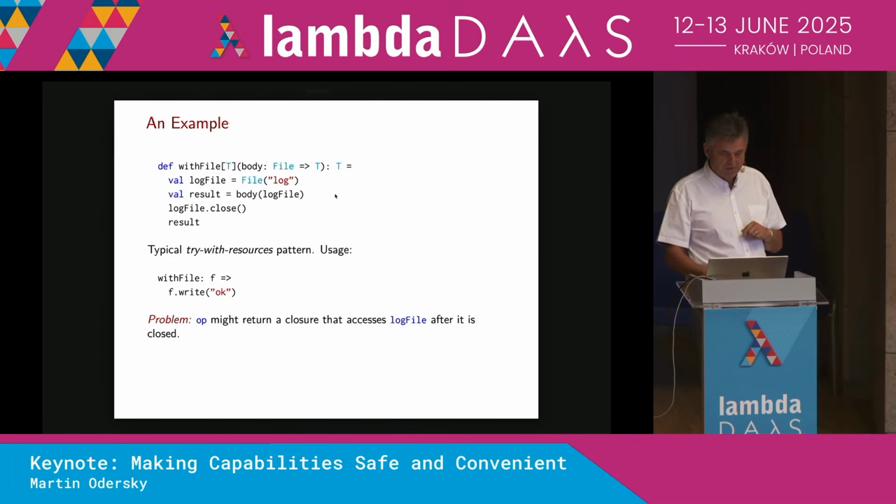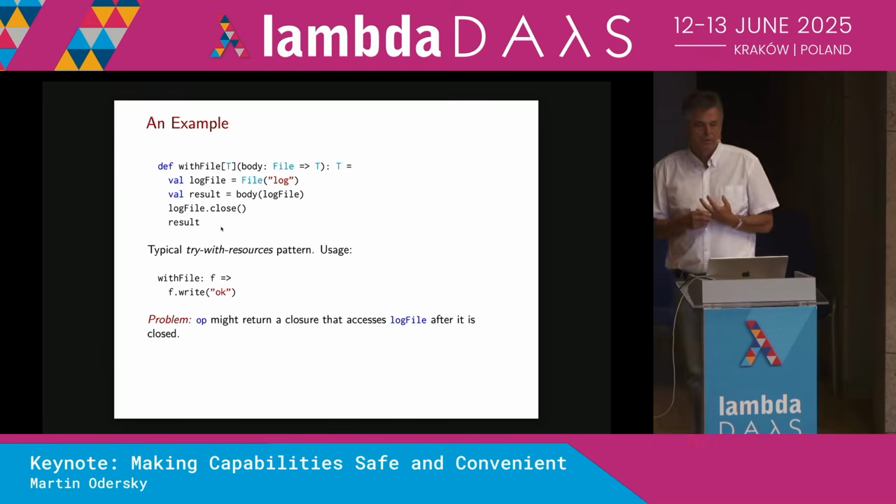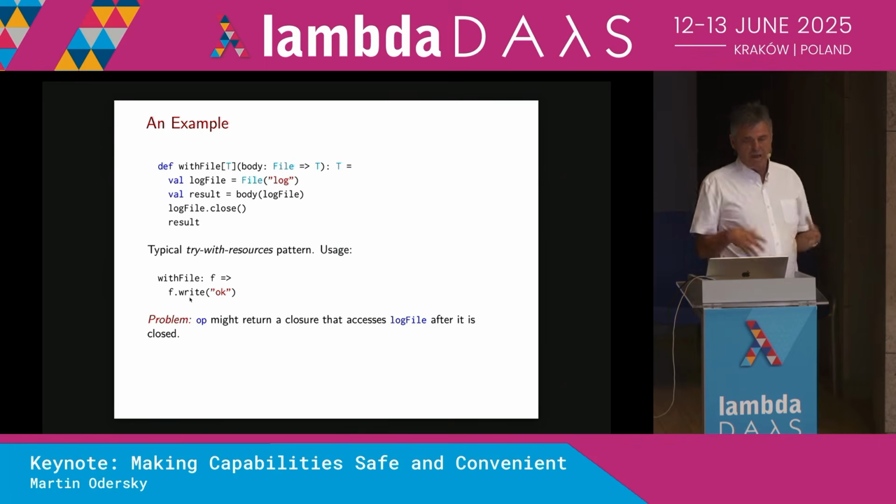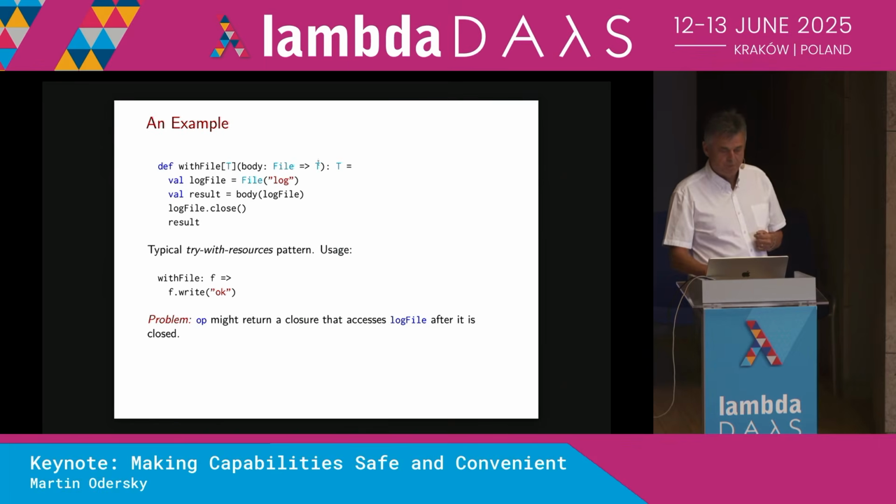That's the nice part of it. So here's where we see this in action. Here we have a very simple thing, a user-defined method withFile, and it should execute a body on a file that I create here. I create a log file, I run the body with this log file. After the body runs, I close the log file and I return the result of the body. It's a typical try-with-resources pattern, and here's how I can use it. I can say withFile f, and then I write f.write("OK"), and that will write OK to the file, and the file will be closed. The problem, of course, is I might return from the f, because it's polymorphic, there's a type parameter. I might return a closure that accesses the log file after it's closed, and then I have a problem.